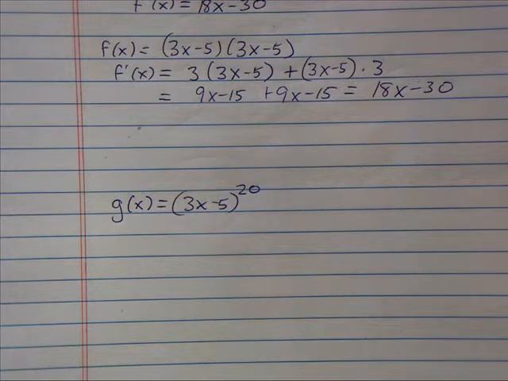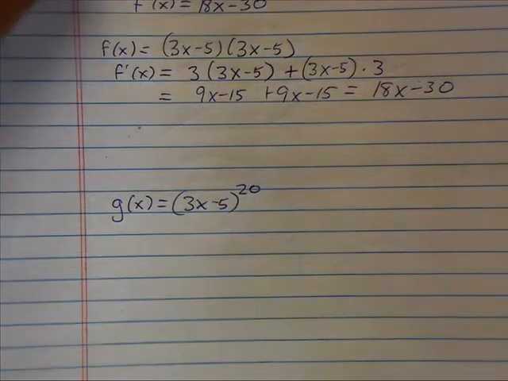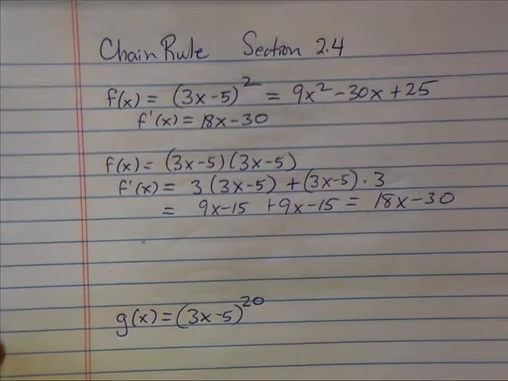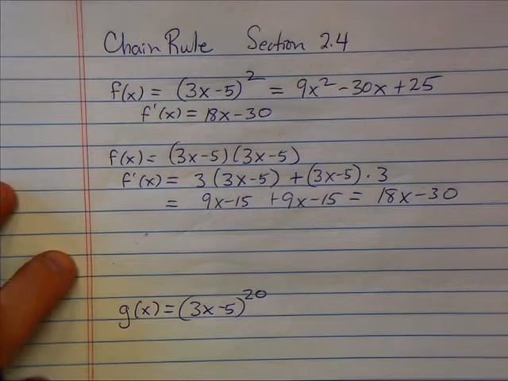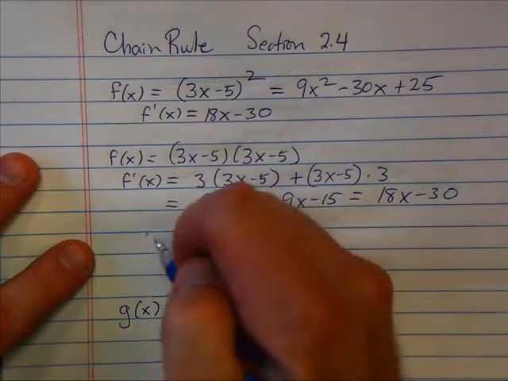We could also write that thing out 20 times and take the derivative by taking the derivative of the first one, leaving the other 19 alone, and then doing that 19 more times. It would work. We'd get the right answer. But now what I want to do is go back up here and look at f of x for just a second, and I'll show you where the chain rule is coming from.